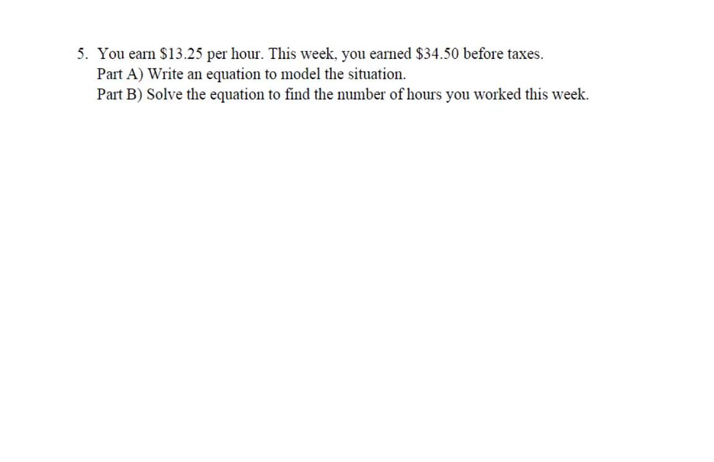All right, up next, you earn. We've done something like this. You earn $13.25 per hour, okay? So that means I earn $13.25 for every hour that I work, for every times the amount of hours I work. And it says you earned $34.50 before taxes. So that means I made a total of $34.50. So that's how we would write that equation.